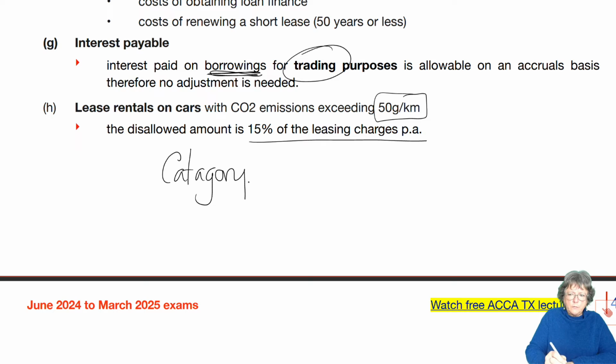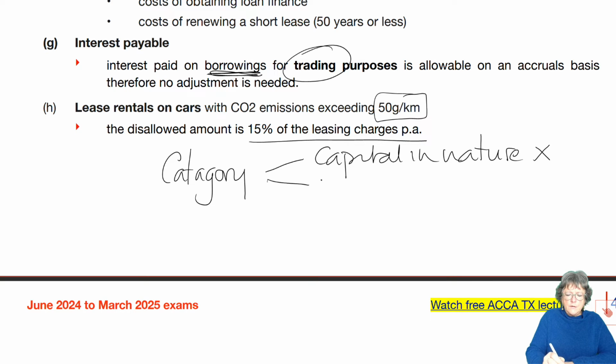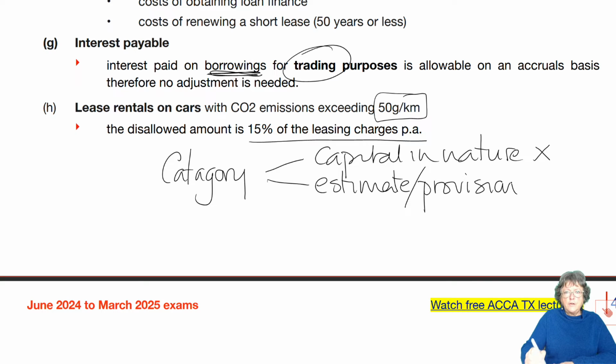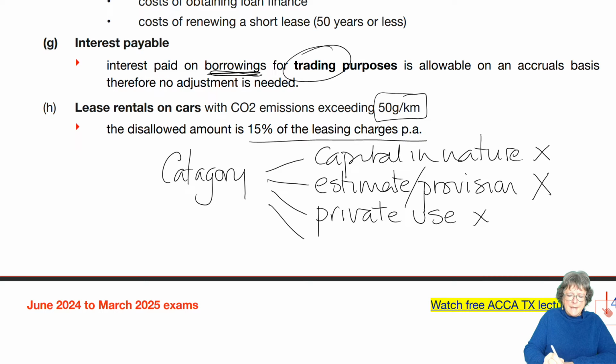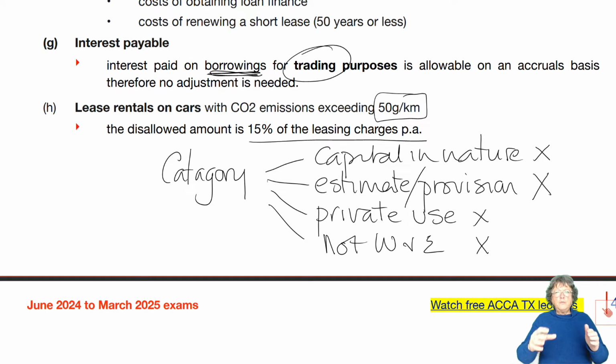One, anything capital in nature is not allowed. Anything that is an estimate or a provision, so provision for debts, provision for depreciation, not allowed. Anything for sole traders or partnerships that's private use, living in the flat above. Anything that is not wholly and exclusively. Those are the main categories, and you can probably put any expense that you see in a set of accounts into one of these categories.